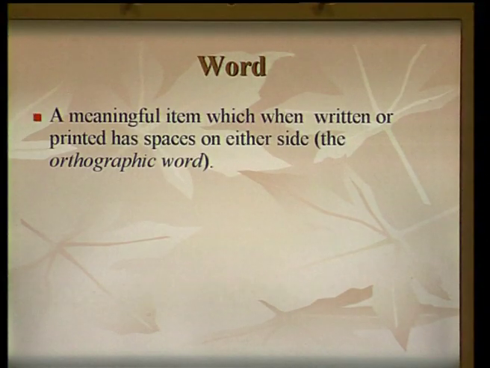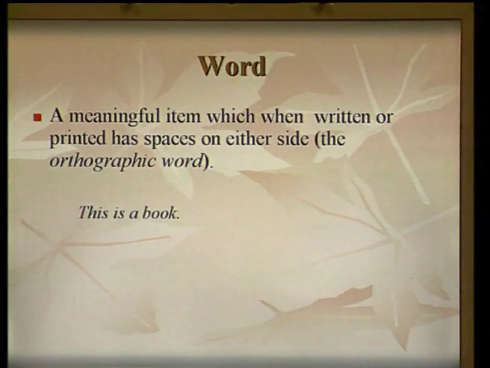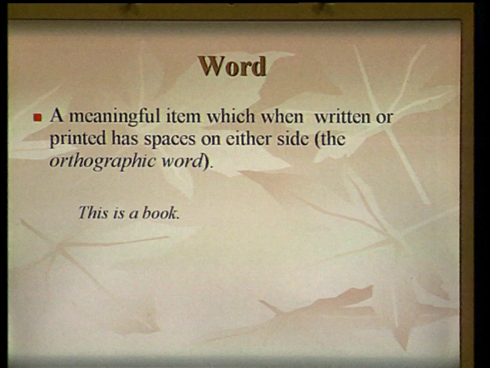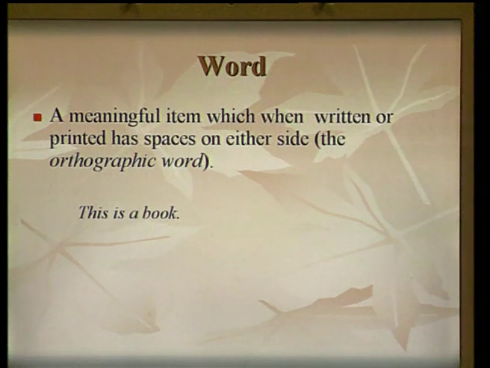The first one is a meaningful item which, when written or printed, has spaces on either side. This is the orthographic word. That is, it is an item that we can recognize as a word in writing. The written or printed word seems to be easily defined. It is characterized by spaces on either side. In the sentence, "This is a book," there are 4 words and there are spaces before and after each word.